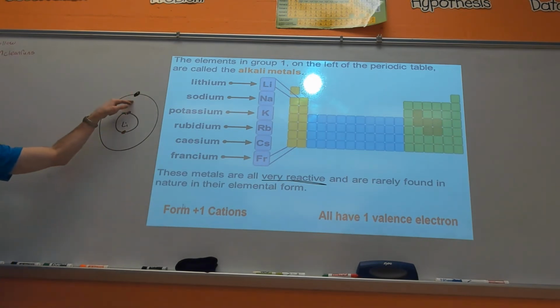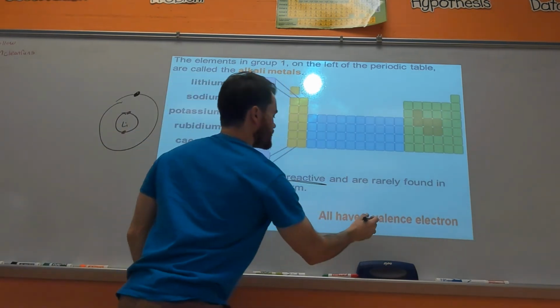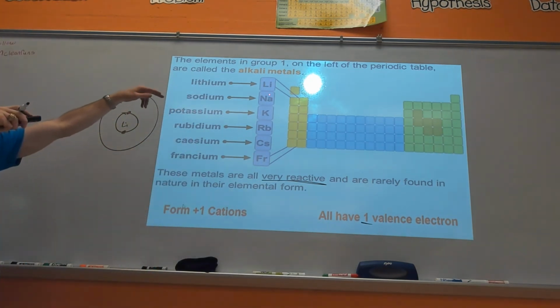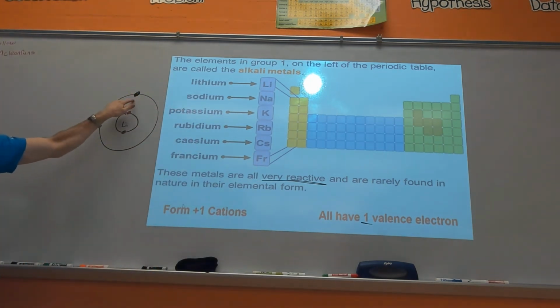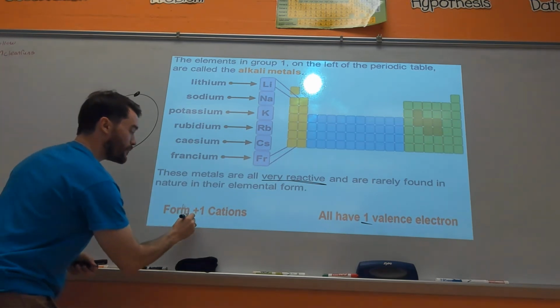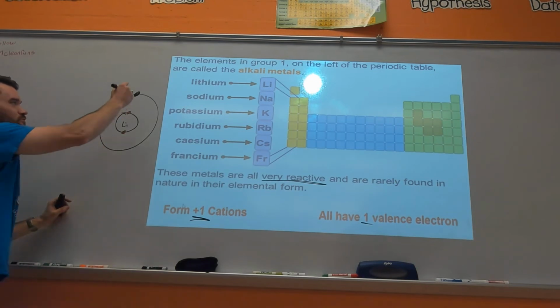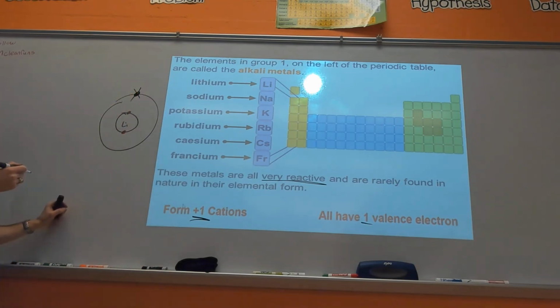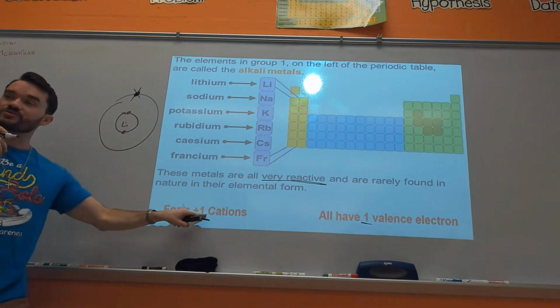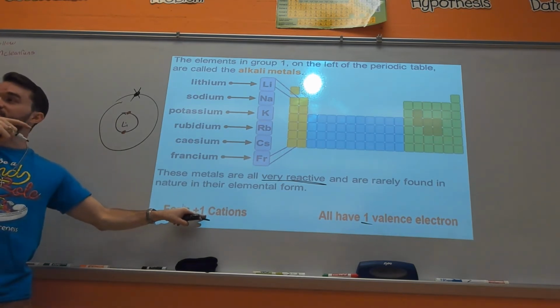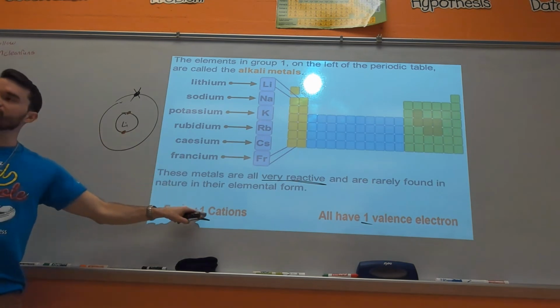Okay, 3 electrons. Now, the outside electron, these outermost electrons, those are the valence electrons. So they all have 1 valence electron. If you were to draw the Bohr model of all these other atoms in this group, they would end up with 1 electron in their outermost shell. Now, they form +1 cations. You're like, how does that work? Well, if you lose this 1 electron, you would then be +1. Because each electron is -1, so you lose 1, you would be +1.